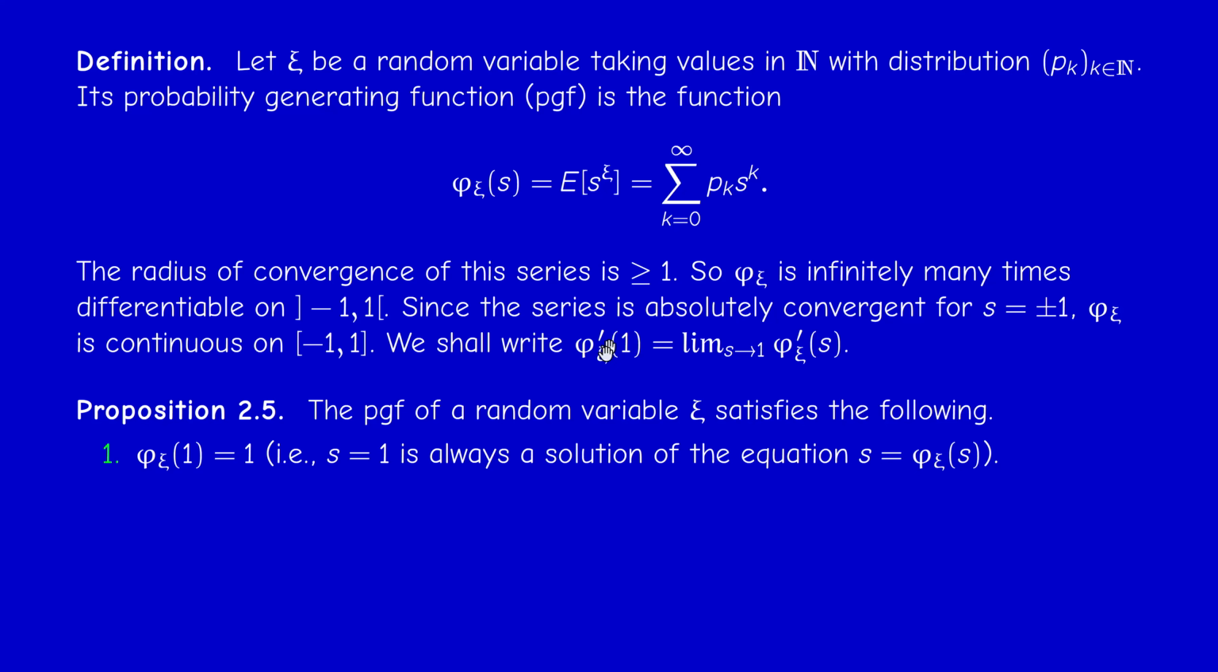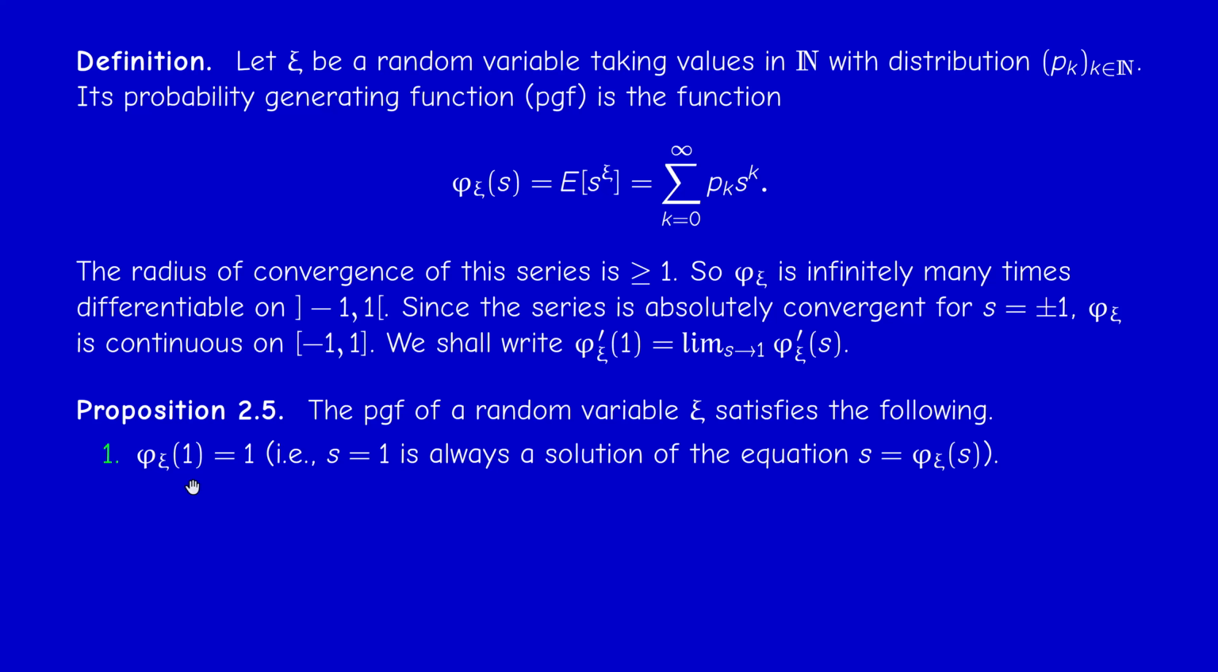Now, we don't know if the radius is strictly bigger than 1, but at any rate, we know that phi xi prime of s has a limit as s tends to 1. And we denote this limit by phi xi prime of 1. Okay, I will tell you why in a moment, why this happens. Because if you differentiate term by term, you get k pk s^(k-1). Now, this number actually could be plus infinity, actually.